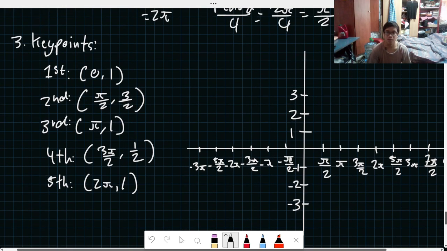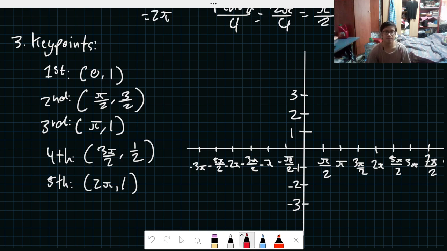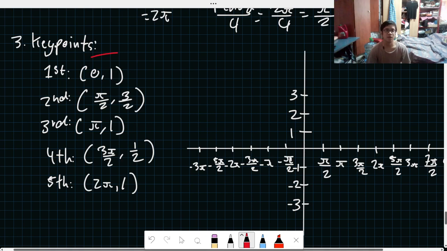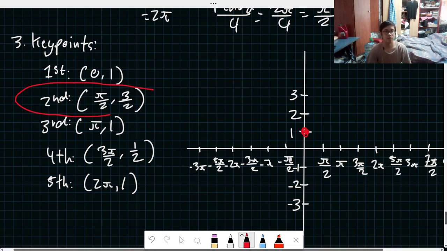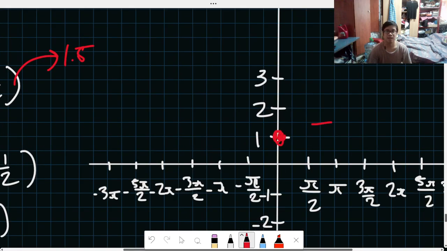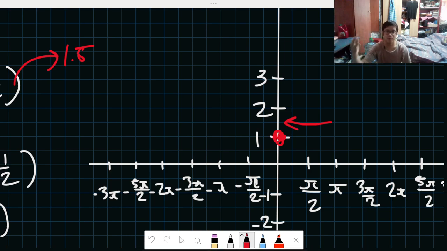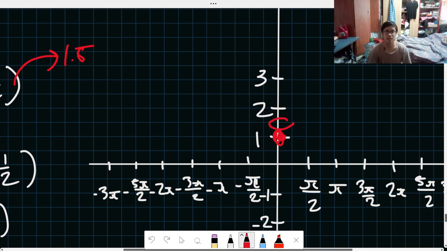Then we graph it out. I mean, we plot first the key points, then we trace it. So here we have 0, 1. Your x is 0, but your y is 1. So that means your point is on the y-axis, to be particular, at 1. So it's here. Okay, next, pi all over 2, 3 halves. When you say 3 halves, that's basically 1.5. So 1.5 actually exists between 2 and 1, like halfway to 2, basically. So it's here. All right, this is 1.5.